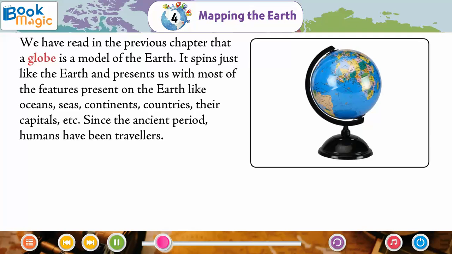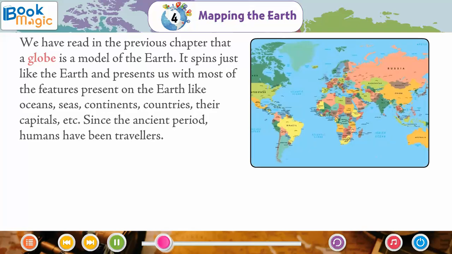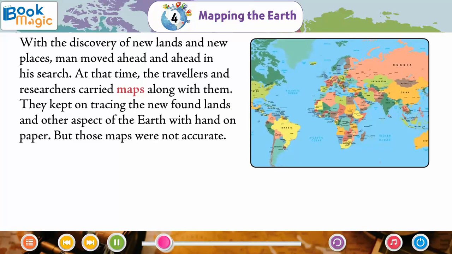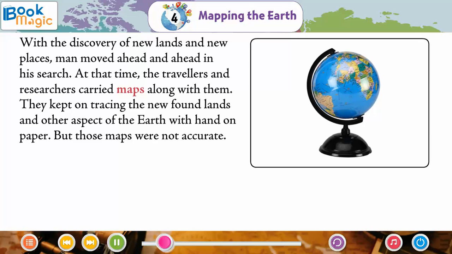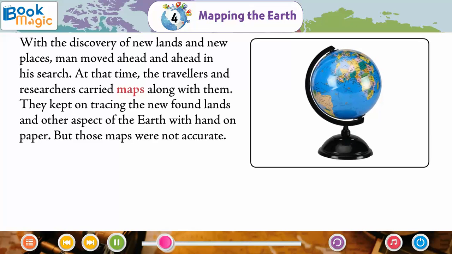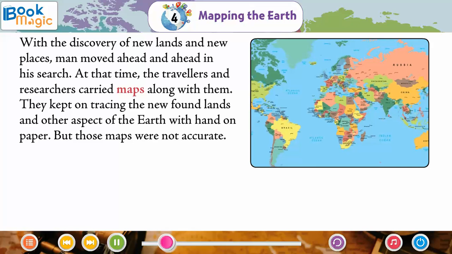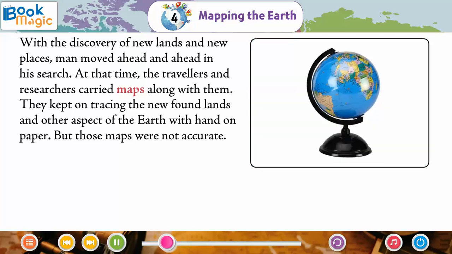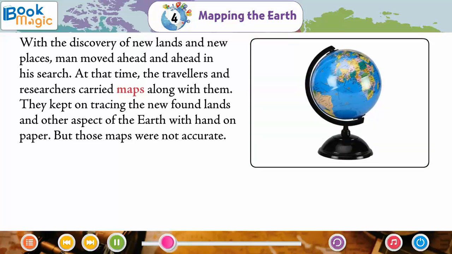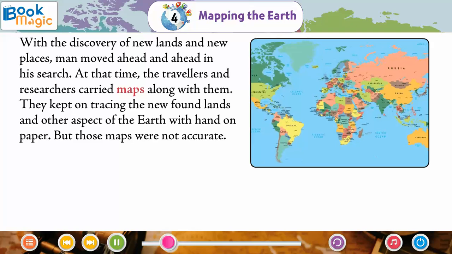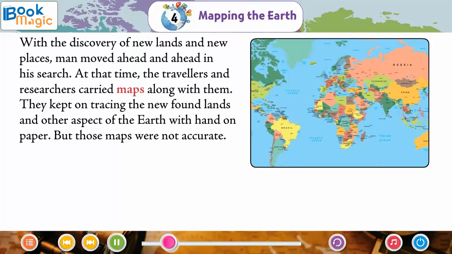Since the ancient period, humans have been travelers. With the discovery of new lands and new places, man moved ahead and ahead in his search. At that time, the travelers and researchers carried maps along with them. They kept on tracing the new found lands and other aspects of the earth with hand on paper.